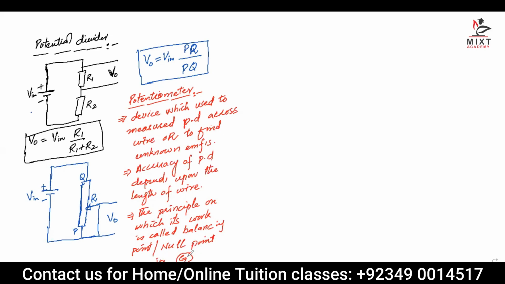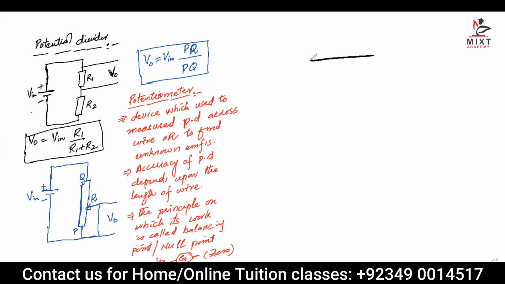Do you know what a galvanometer is? A galvanometer is the device which is used to measure small current, or to detect the current. Null point means when the galvanometer shows the zero reading. That point is called the null point. Two types of questions come on the potentiometer, so I'm going to draw the potentiometer.